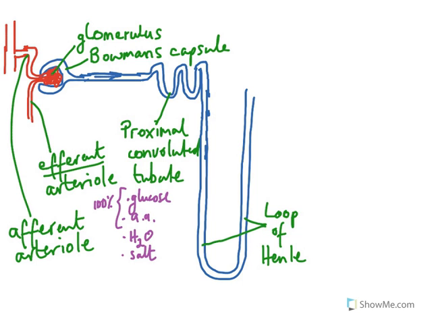So, as it's called the descending limb, and we'll look at that first, as the glomerular filtrate then passes down here through the descending limb of the loop of Henle. And this descending limb that the filtrate is flowing down through is permeable to water, but not permeable to salt. So water is reabsorbed as the filtrate flows down through the loop of Henle, through the descending limb.